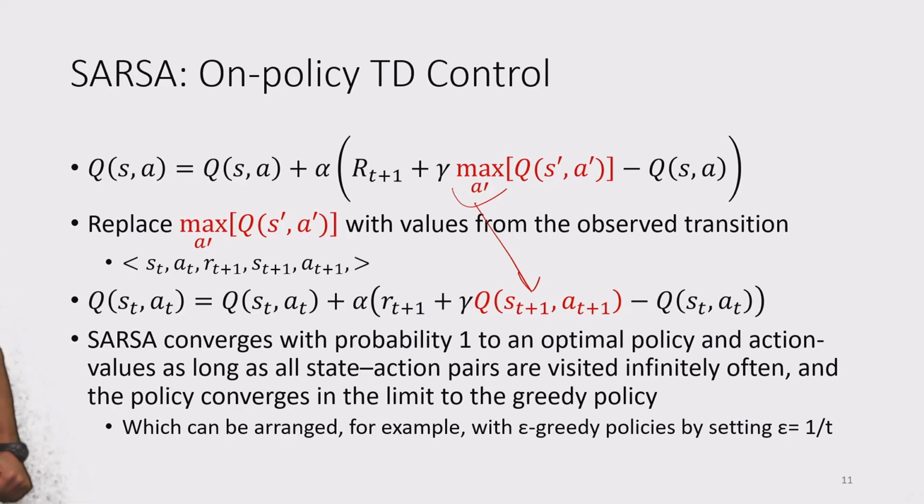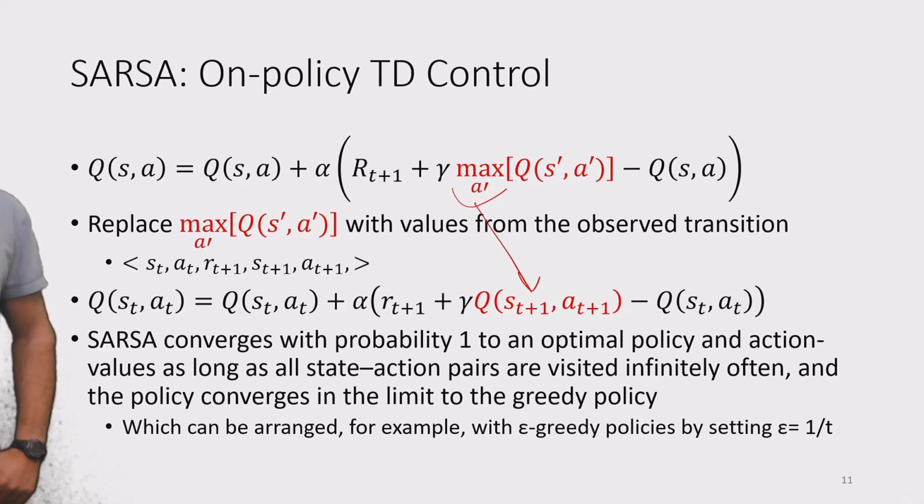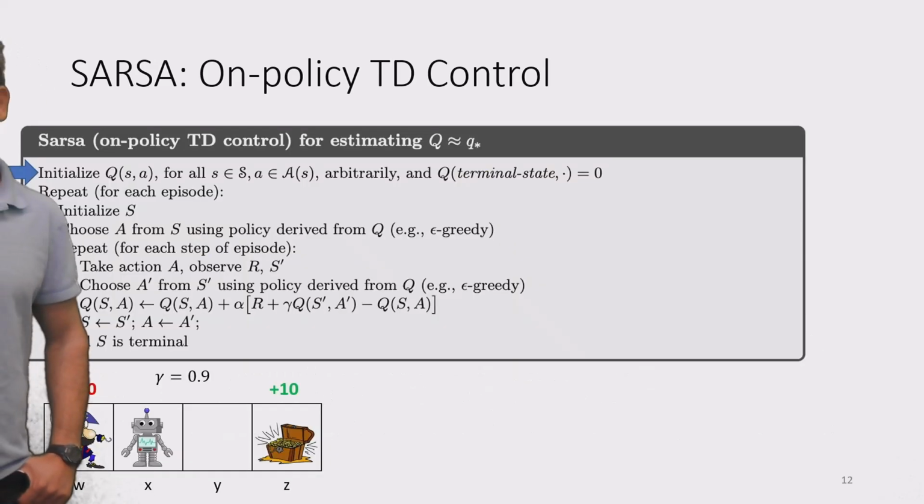Sarsa is guaranteed to converge on the optimal policy eventually, given that we're performing infinitely often visitation. That is, when we're performing sufficient exploration in the state and action space. And of course, as long as we converge in the limit on a greedy policy eventually.